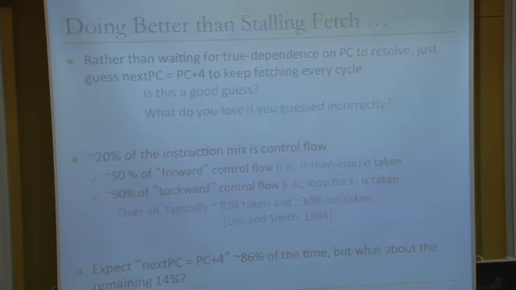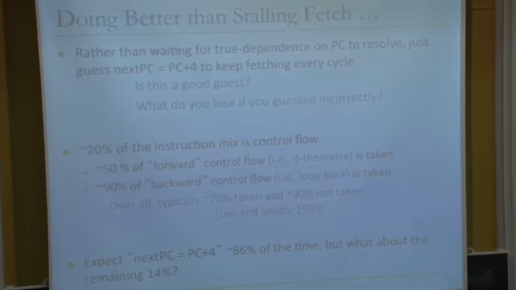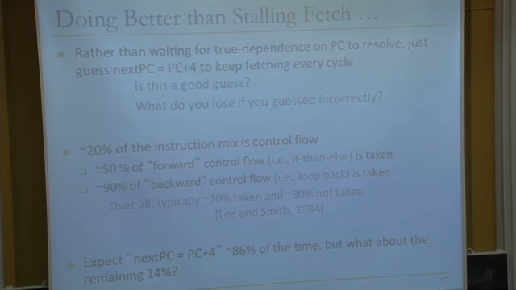So what you really want to do is perhaps, instead of waiting for this true dependence on the program counter to resolve, so that you know whether the instruction is a control flow instruction or non-control flow instruction, you just guess next program counter will be program counter plus 4, right? While you're fetching the current instruction. And the next cycle you fetch the next instruction.